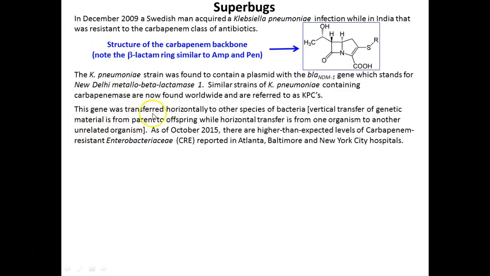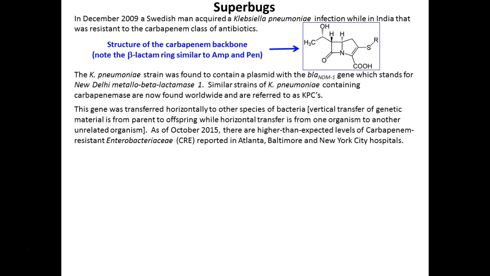This gene was transferred horizontally to other species of bacteria. So, ways in which bacteria can move DNA from one bacteria to another. Those of you in my lecture class know transformation is one of the ways. Another way is the bacteria literally join up by the sex pili. What process is that? Conjugation.